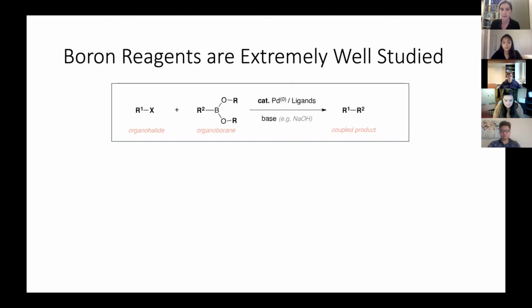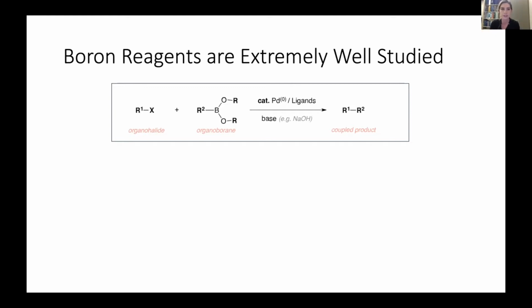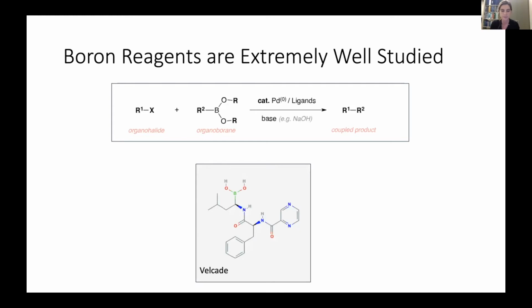So that's one highly applied area of boron research. And then another is boron is found in many other drugs like anti-cancer agents, including Velcade. So knowing more about the properties, the physical properties of boral substituents could be very important in these fields of research.